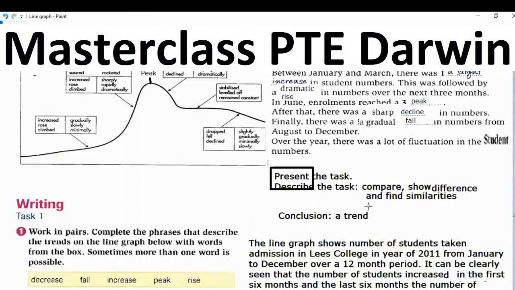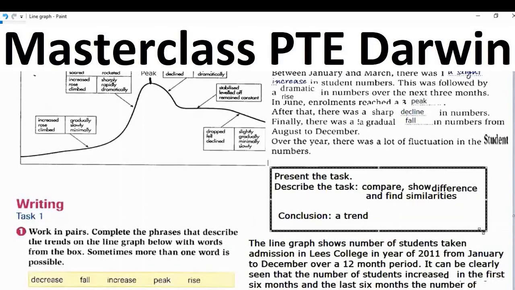these are the things that you need to show in your writing task one. Okay, so everyone clear?